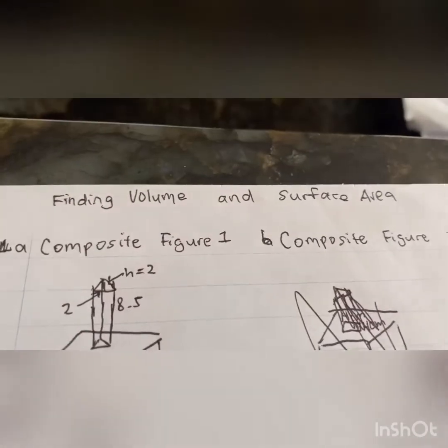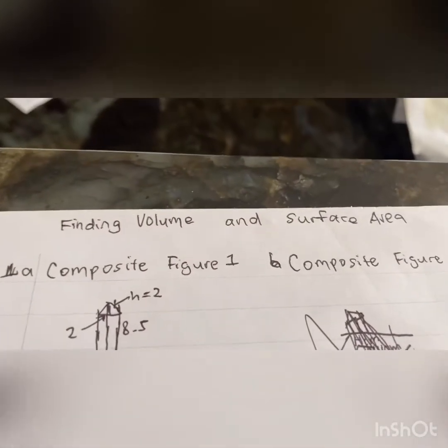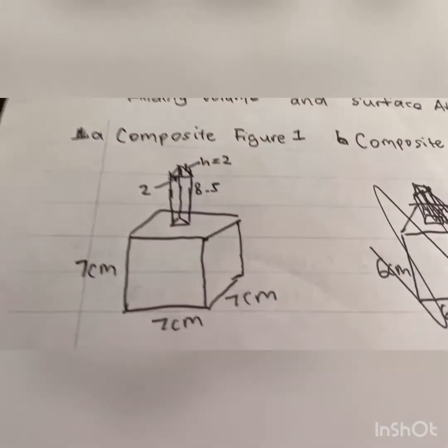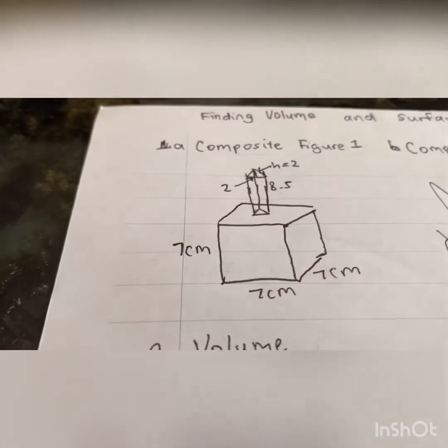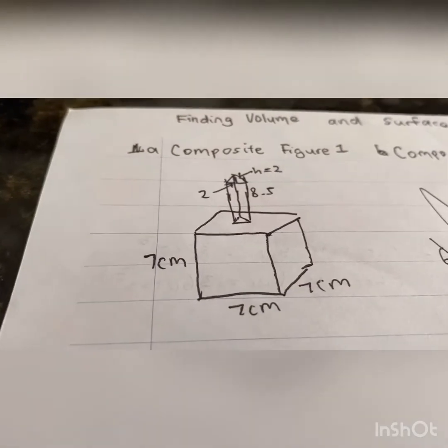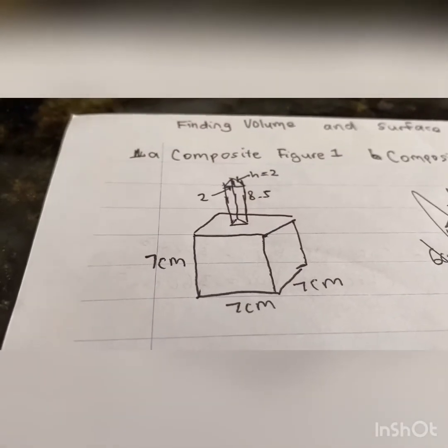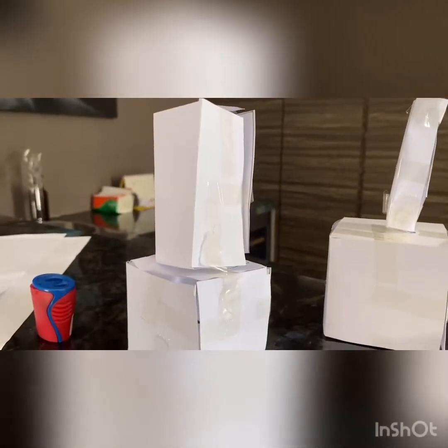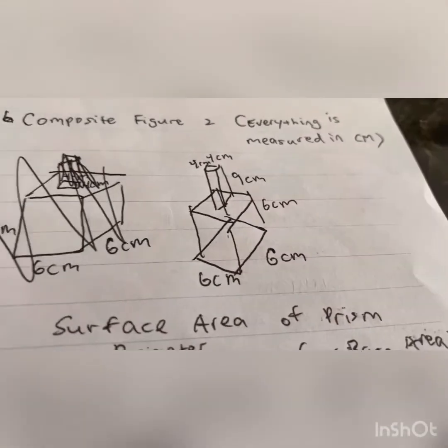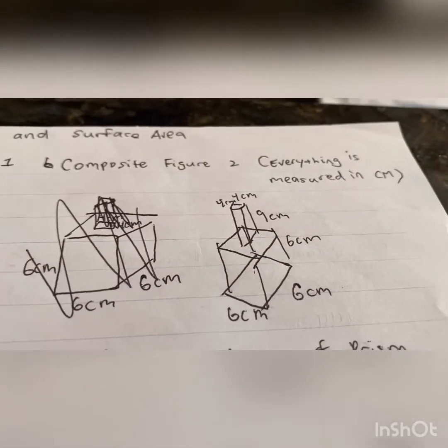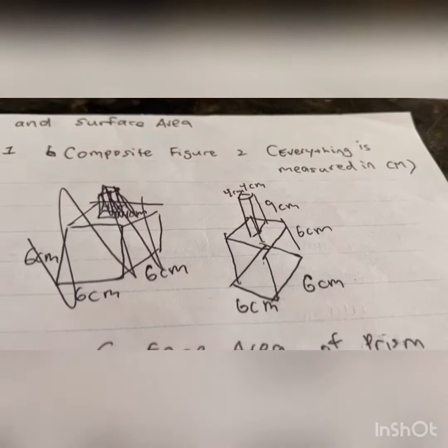We have to find the volume and surface area of the composite figures. Composite figure 1. This one. It's a prism and a cube. The cube, which is 7 by 7 by 7, and the prism, which is 2 by 2 by 8.5. And the second composite figure, which is this one, made up of a cube and a cuboid. The cube with 6 by 6 by 6, and the cuboid by 4 by 4 by 9.